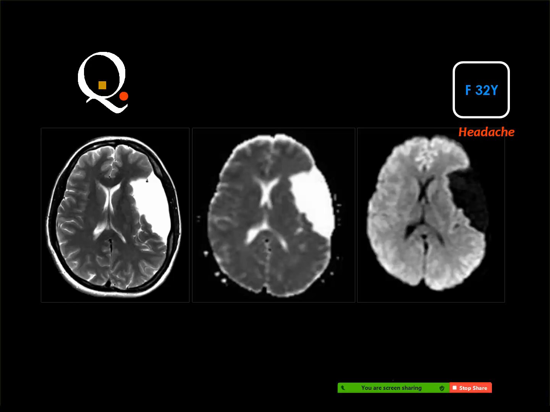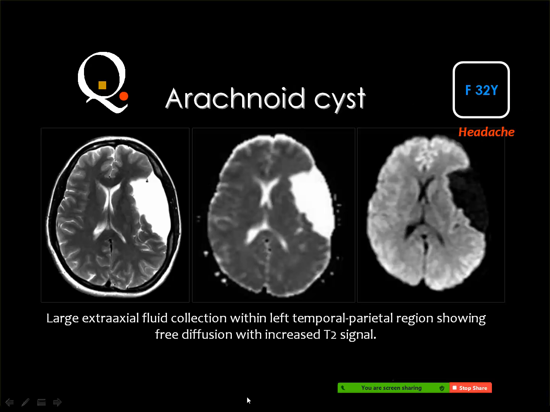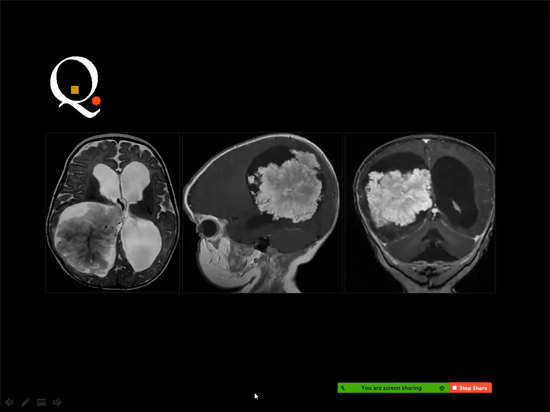Encephalomalacia? No. Arachnoid cyst. Yes, this is an extraaxial diffusion-free cystic lesion containing CSF. If this were encephalomalacia, you would see vasodilatation of the adjacent ventricle, but this is not the case. This is an arachnoid cyst in the Sylvian fissure.